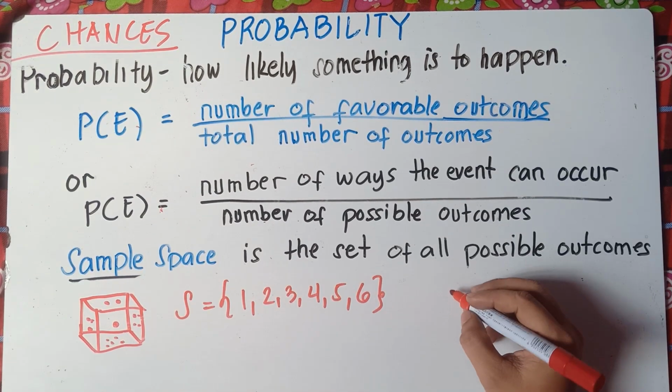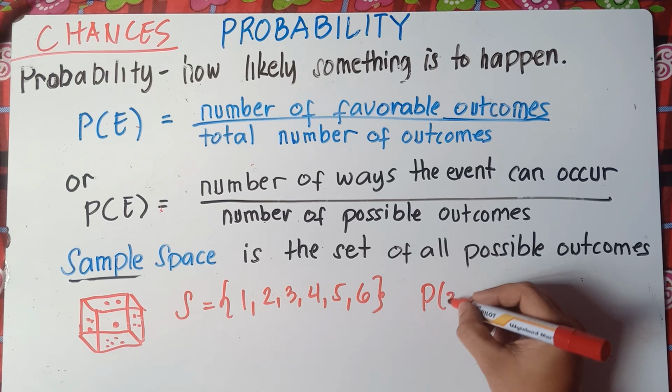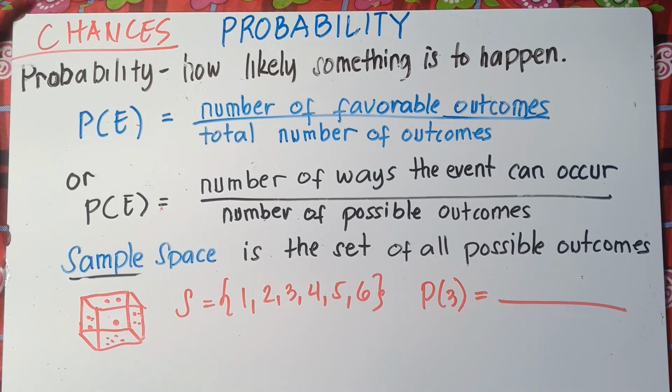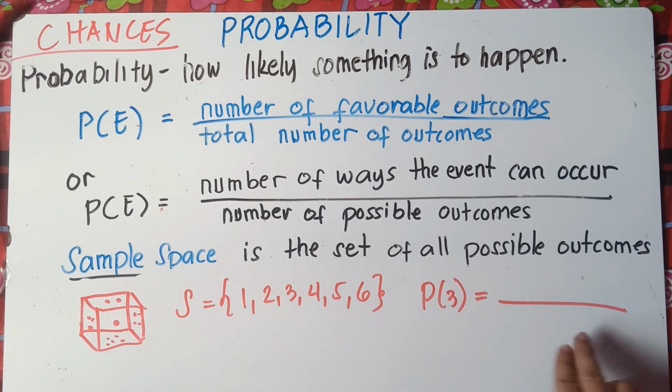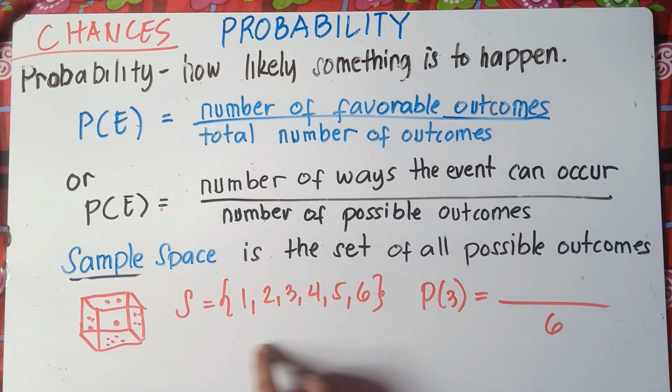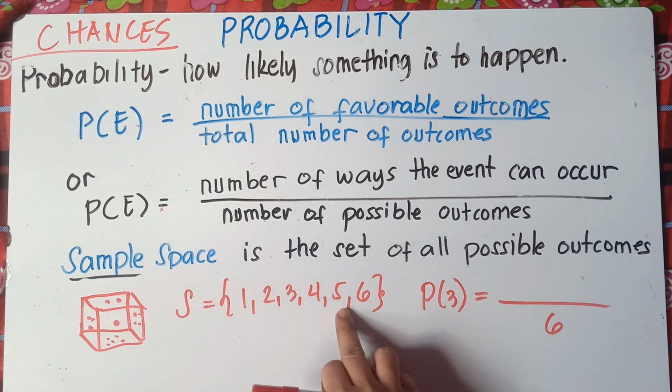So, the probability of getting number 3, if the teacher asks you to find the probability of getting number 3 when you roll a die. Of course, for the outcomes here, the denominator, your answer will be 6. Sir, why is it 6? Because there are 6 possible outcomes: 1, 2, 3, 4, 5, 6.